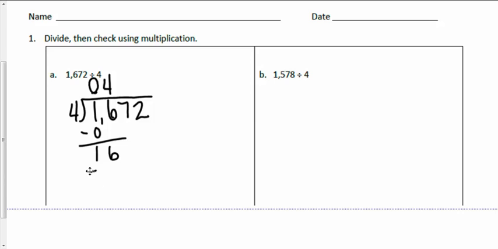4 times 4 is 16. So I have no hundreds left over. So I'm going to add that to the 7 tens. Take 7 tens and divide by 4. That's going to put 1 in each group.